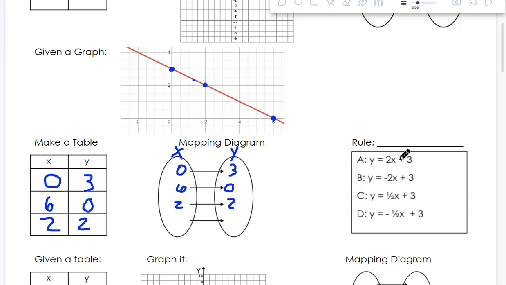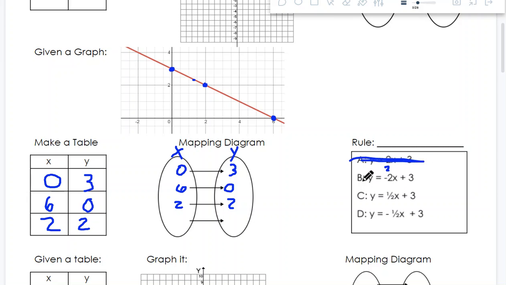So let's plug in 0 for the first one. 2 times 0 would be 0, plus 3 would be 3. That works. All right, so let's plug in the next one, 6. 2 times 6 would be 12. 12 plus 3 would be 15. That doesn't match. Not answer A.